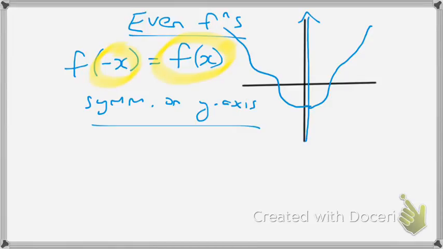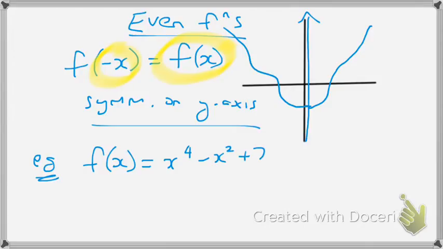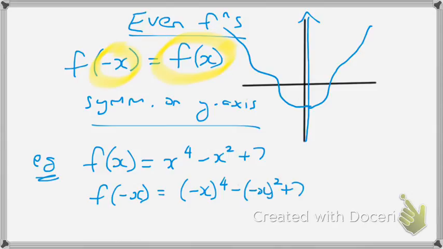And you can use those two definitions interchangeably, as long as you have a good drawing, obviously. So, for example, let's say we've got f(x) is x^4 minus x^2 plus 7, and we want to prove that it's even. Well, we evaluate f(-x), like that, and then obviously when we raise anything to the power of 4 it becomes positive, so that's x^4. Same with squaring, it becomes positive, and that is f(x).